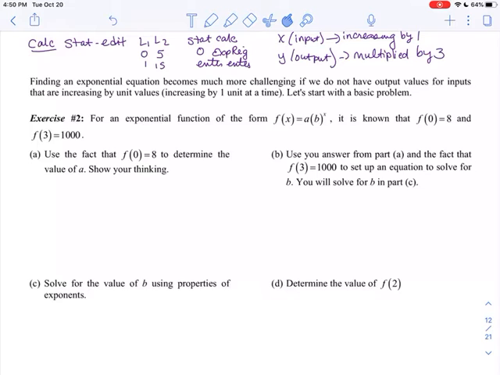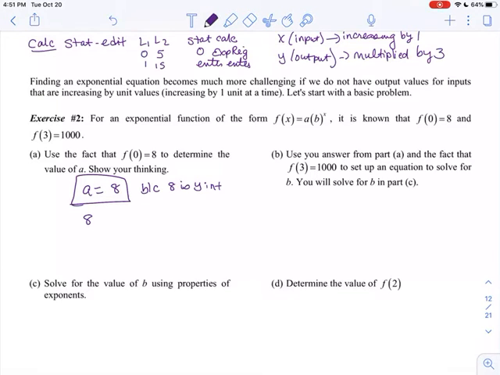So let's look at exercise 2. For an exponential function of the form f of x equals a b to the x, it is known that f of 0 equals 8 and f of 3 equals 1,000. Use the fact that f of 0 equals 8 to determine the value of a. Show your thinking. Remember, a is my y-intercept. F of 0, or my y-intercept, x is 0. So a is just equal to 8, because 8 is the y-intercept.